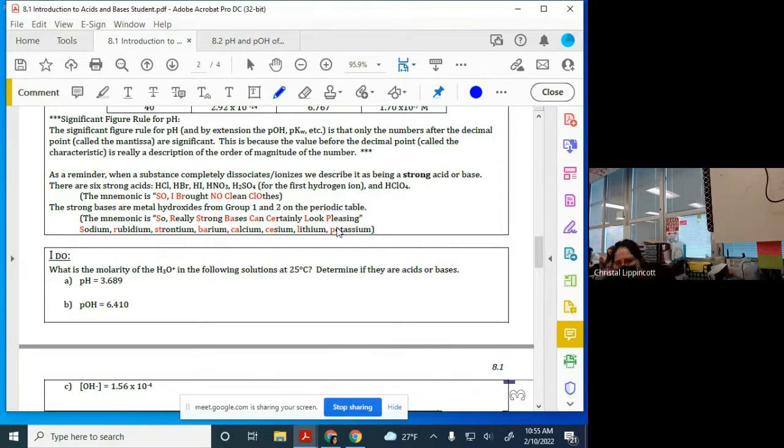Otherwise, if you just start at the periodic table, it starts at lithium. So it's lithium, sodium, potassium, and then you kick over and grab calcium. And then below calcium is your strontium and your barium. So if you just memorize where that break is, that tells you what your strong bases are. And then you just add hydroxide to it.